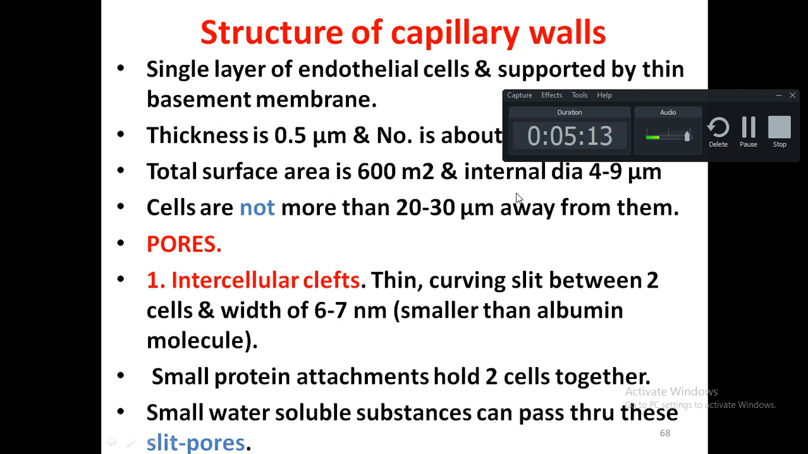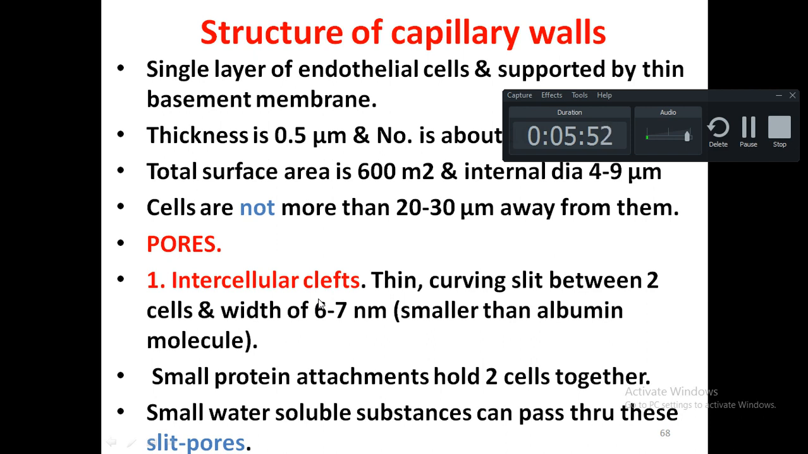Now in the capillary wall, two types of pores are present. One type of pore is called the intercellular clefts. These intercellular clefts are thin curving slits between two adjacent endothelial cells, and the width of this cleft is 6 to 7 nanometer, which is much smaller than the albumin molecules. So that is why albumin molecules are not easily filtered through these intercellular clefts because of their larger size.